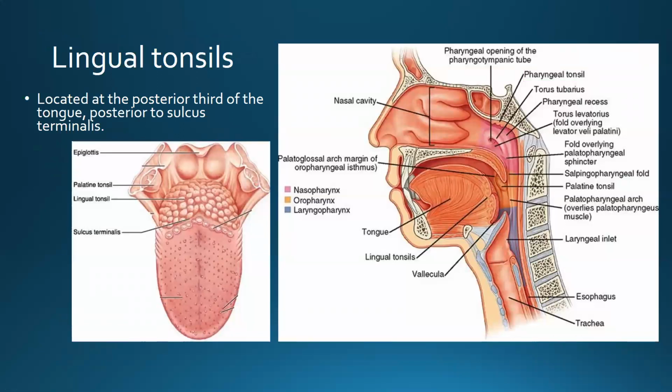Okay, while for the lingual tonsil, lingual in anatomy refers to the tongue. The lingual tonsils are located at the posterior third of the tongue. So this is our tongue, and the posterior third is here. The posterior third and anterior two thirds of the tongue are divided by the sulcus terminalis. So in the posterior third, there is the lingual tonsil. Okay, this is the lingual tonsil.